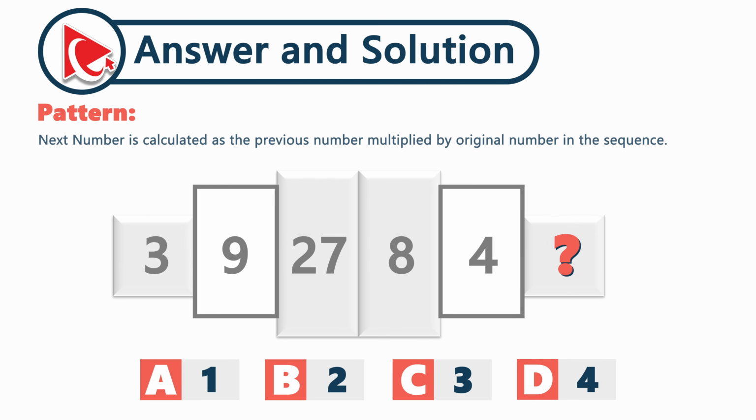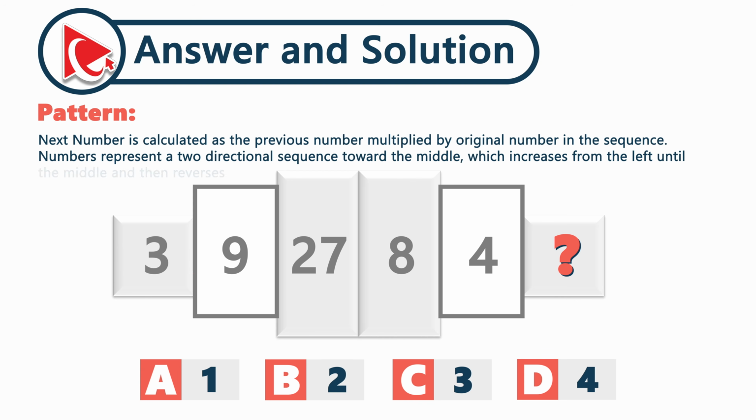In fact, the next number is calculated as the previous number multiplied by the original number in the sequence. For example, 3 multiplied by 3 equals 9. In fact, numbers represent a 2-directional sequence toward the middle, which increases from left until the middle, and then reverses.